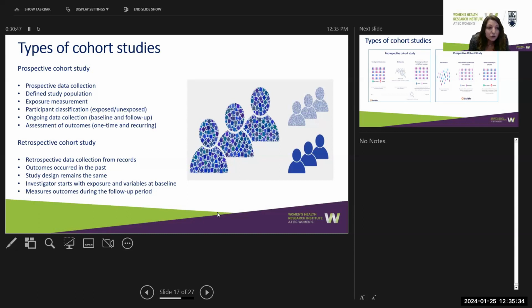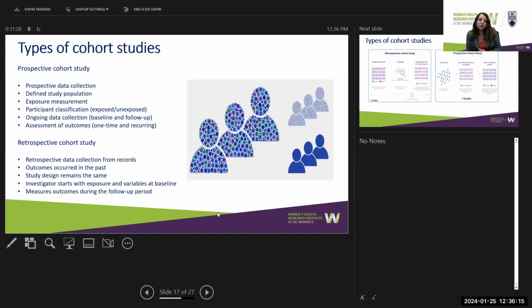And what is a retrospective cohort study? A retrospective cohort study uses data that was already collected from records. Usually we use either surveys we already collected or administrative data collected by someone else, and we put them together and look back in time to see historically what happened. So our outcomes have already occurred, and the study design remains the same. The investigator starts with exposure and variables at baseline and measures the outcome during follow-up.